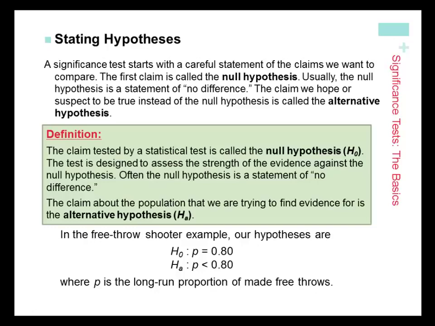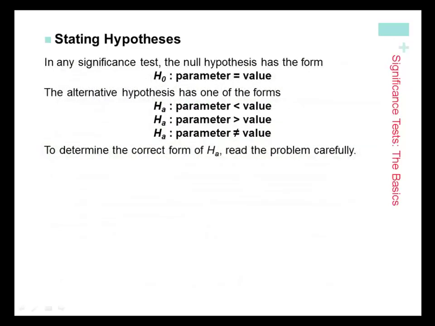A little bit more on stating hypotheses. In any significance test, the null hypothesis will have the form H naught: the parameter is equal to some value. Now the parameter could either be a p or a mu. If you're dealing with proportions, it will be a p-value. If you're dealing with means, it would be a mu value. The alternative hypothesis then would have one of these three forms.